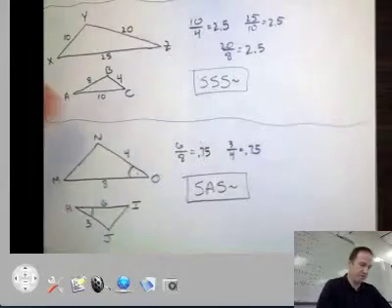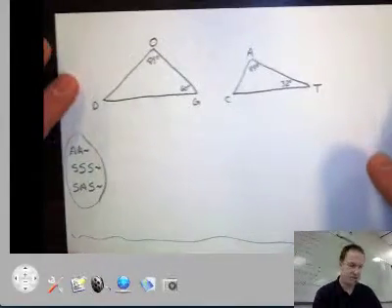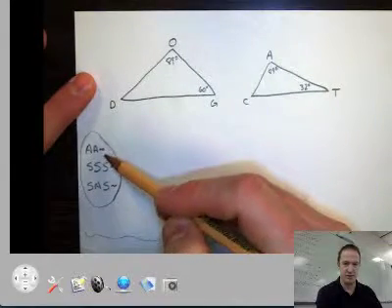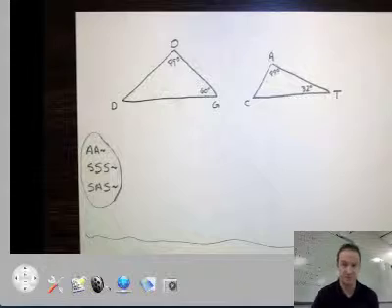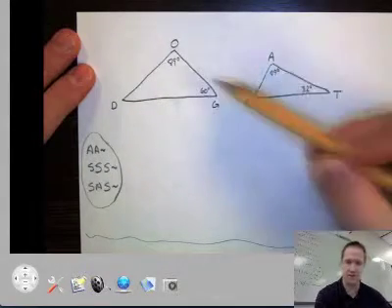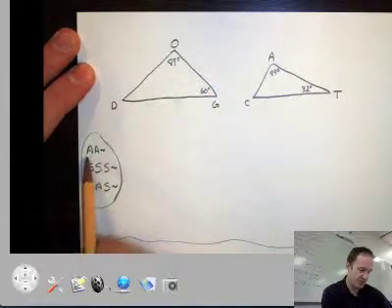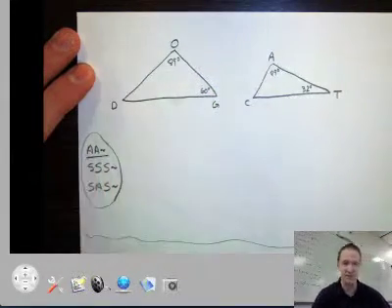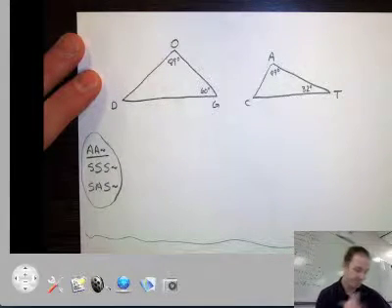So let's see a couple of examples of this. Here I've rewritten our three possibilities over here. Here we've got a couple of triangles. We want to know if they're similar or not. Now all we have information about here are the angles. So that means that if these are going to be similar, we've got to use angle, angle. So we've got to have two pairs of angles that are the same.